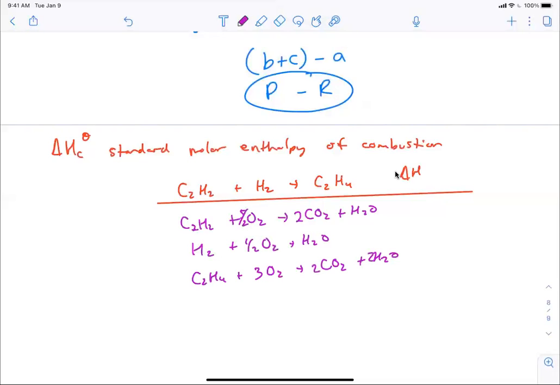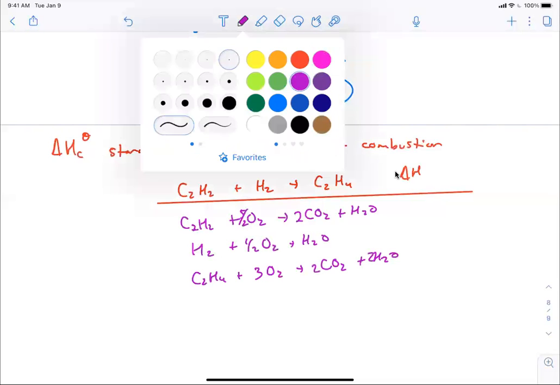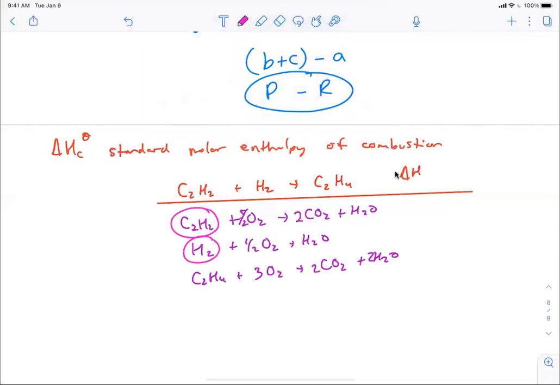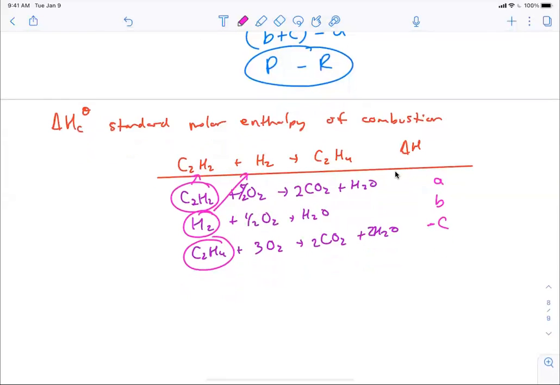If you notice now, though, in combustion, everything you want in your overall reaction is on the reactant side. So therefore, the reactants will stay the same, but the products will have to flip. So the C2H4 has to flip, so it's A, B, and C. So this becomes negative C, which means A plus B minus C, which is reactants minus products.